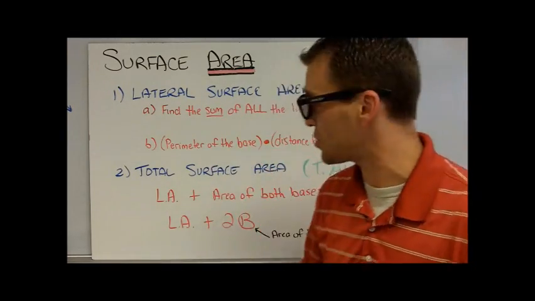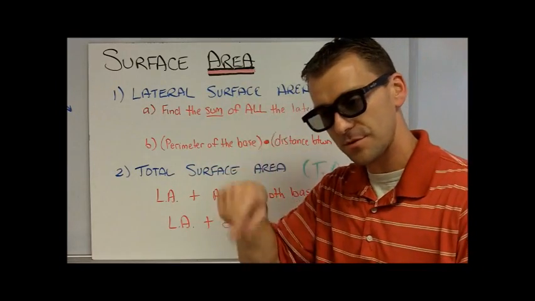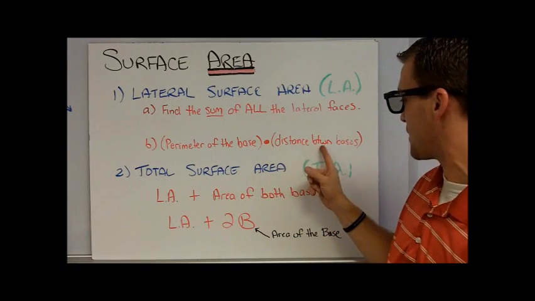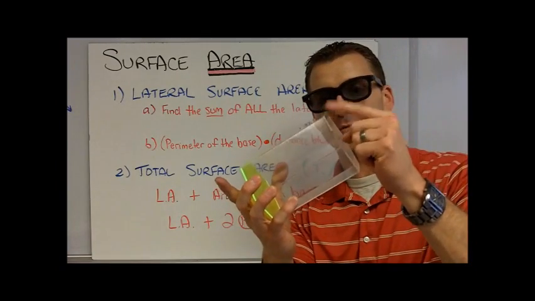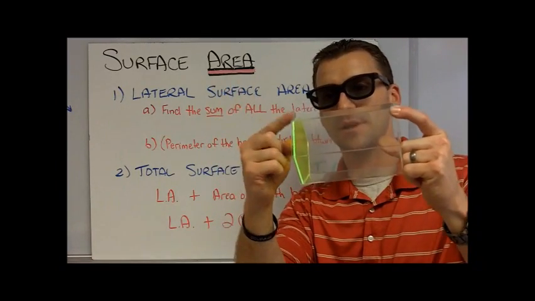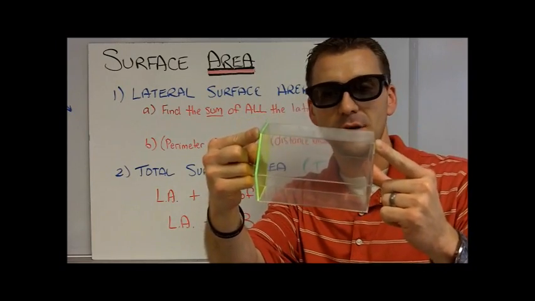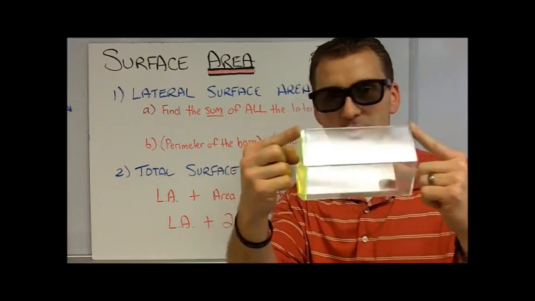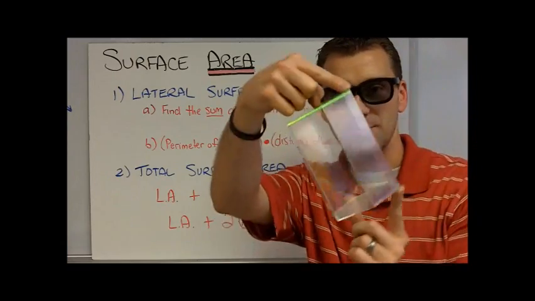Or the other idea that you can do is find the perimeter of the base, add up all the numbers, and then take that times the distance between the bases. The distance from one base to the other, we call that the height. But don't take it literally, because that's not vertical height here, that's a horizontal distance. Regardless of how you look at it, it's the distance from one base to the other one.